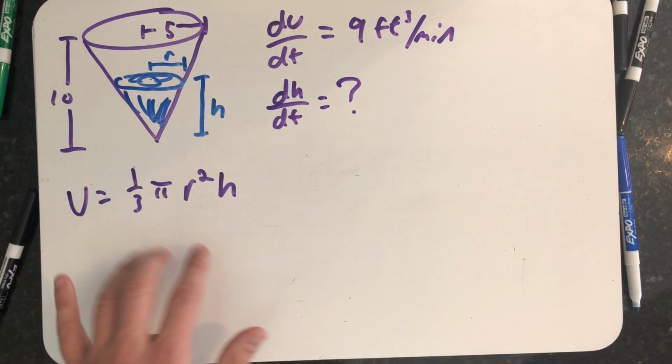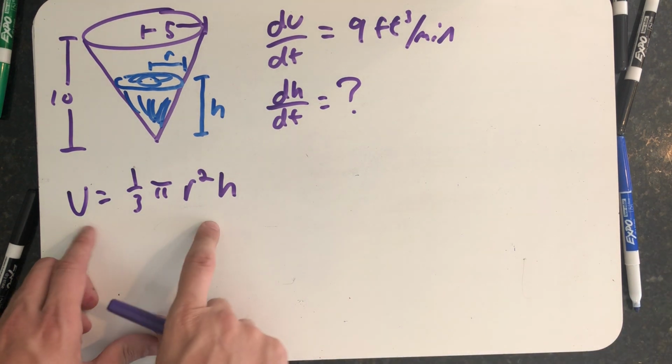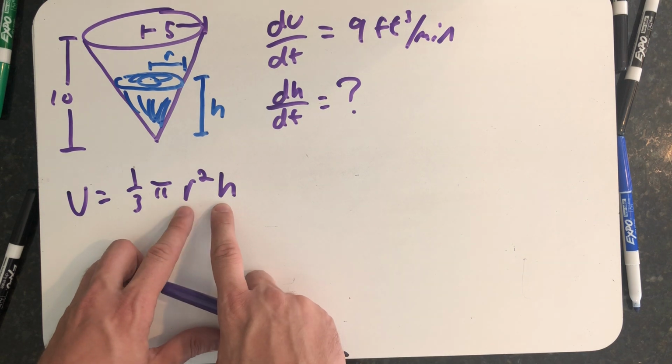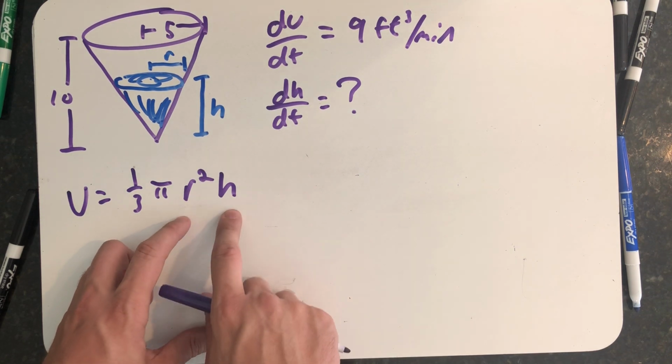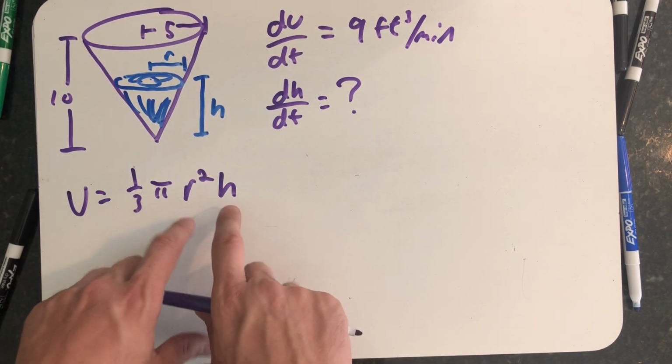Well, right now I could go on and differentiate both sides of this implicitly. But if I think about it, this side would be easy, and this side I'd have to use the product rule, because r is a function of time and so is h. As time moves on, the height increases and so does the radius. So I'd have to use the product rule.